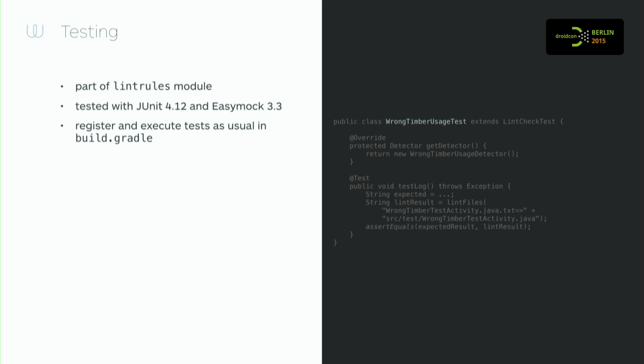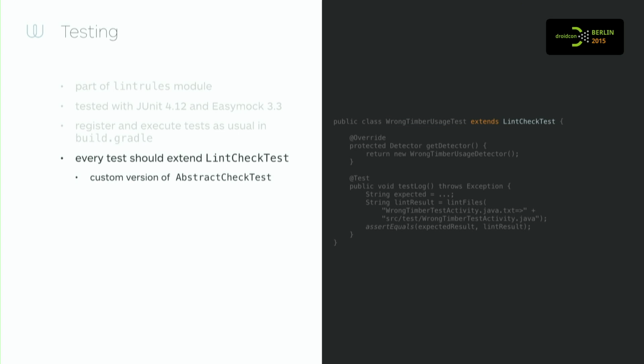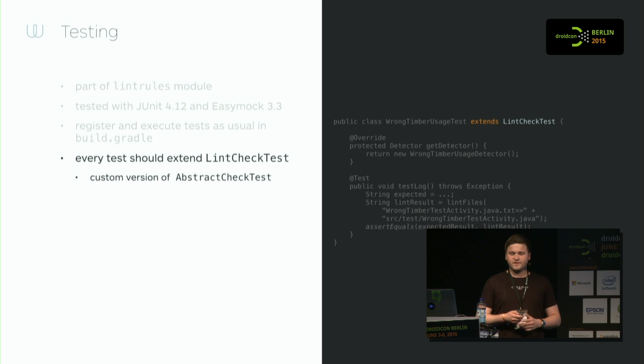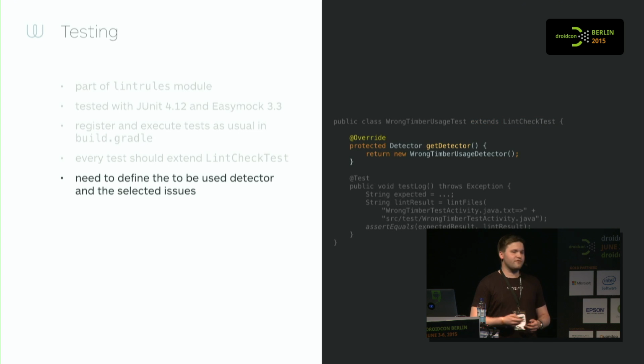And so we have here our wrong timber usage test, which extends the lint check test. This lint check test is basically a custom version of the abstract check test, which is the way Google themselves test their lint checks. The abstract check test has unfortunately a lot of overhead, so this one is a cleaned-out version, which just needs you to override the detector. So you need to return the detector for the issues that you want to test in that unit test. In our case, we return the wrong timber usage detector, and the lint check test will then figure out which issues should be checked. But you can also override the get issues method to limit this to, for example, one issue.